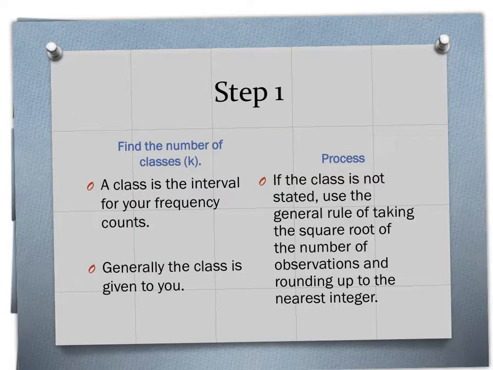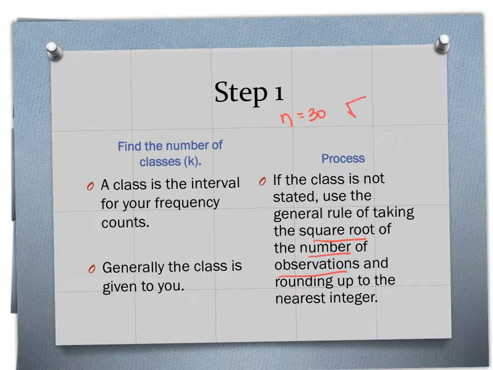The first step in creating a histogram is to find the number of classes needed. Generally speaking, the number of classes will be given to you. If they aren't given to you, one of the methods we can use is to take the square root of the number of observations. Remember, the number of observations is equal to n. In our case, for the GPS example, n was equal to 30.